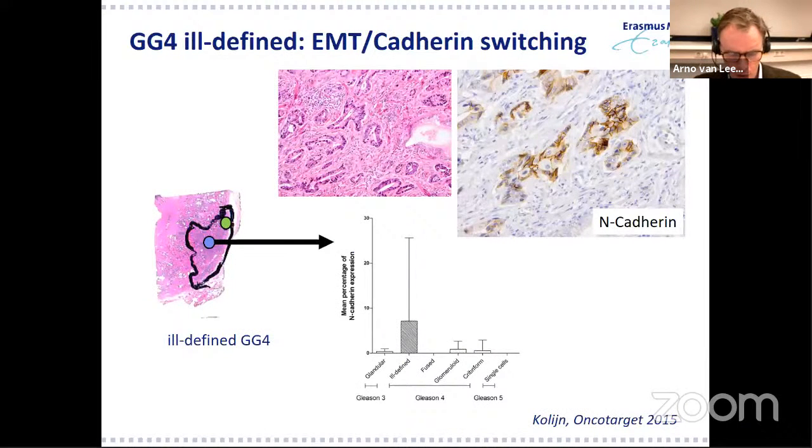Very little is known on the molecular background of the other growth patterns, with one exception. It was found that ill-defined Gleason pattern 4 frequently showed loss of E-cadherin and upregulation of N-cadherin. This pattern might therefore represent prostate cancer undergoing epithelial to mesenchymal transition.